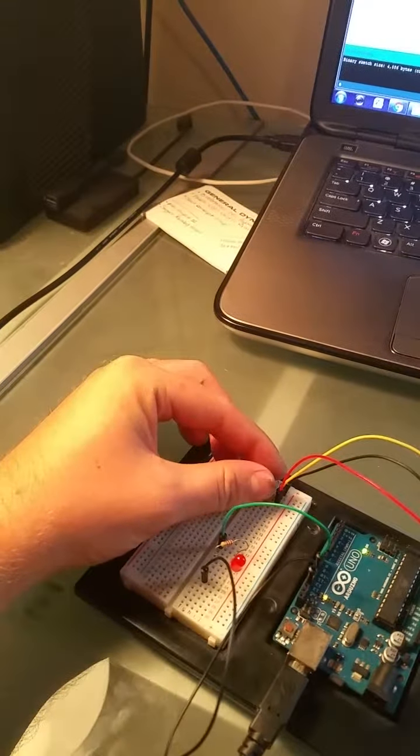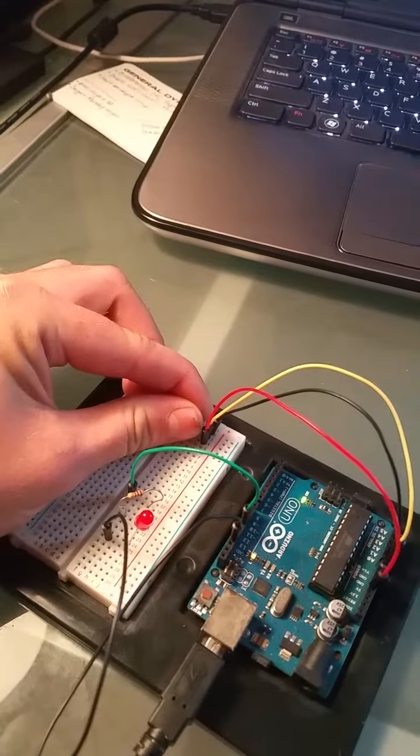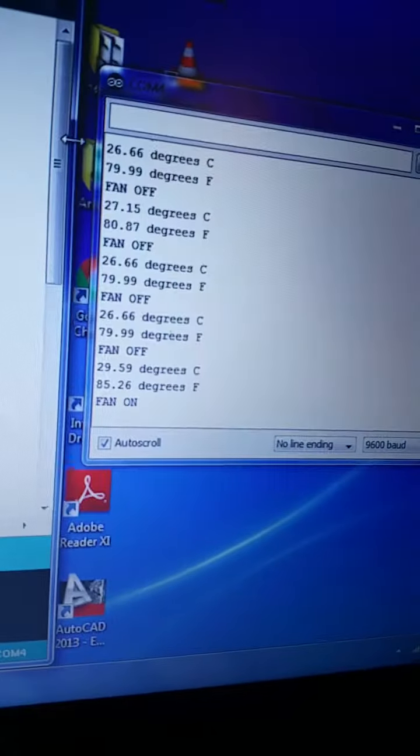So you can see if I apply some input heat, which would be analogous to the chip heating up, the LED came on, and you can see the temperature now is above 85. It's 88 degrees. Now if I remove the heat, the system should respond by cooling. The LED being on represents the fan being on.